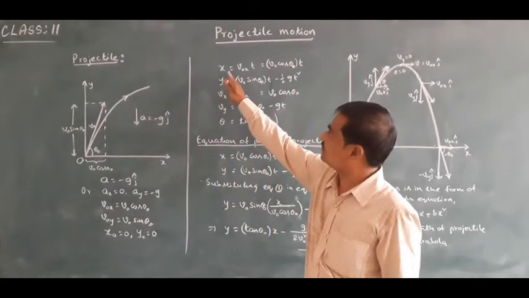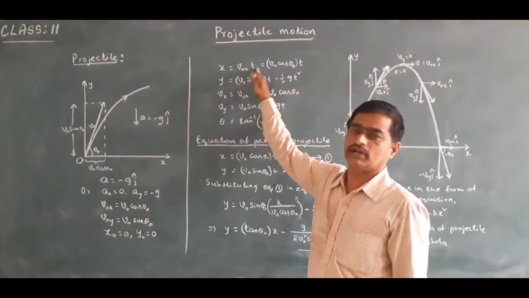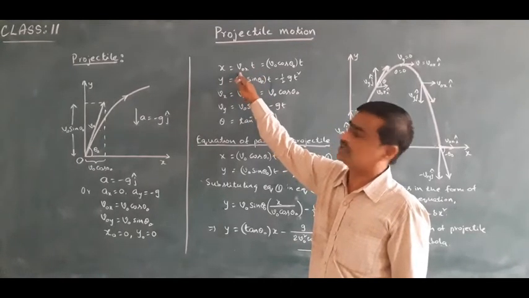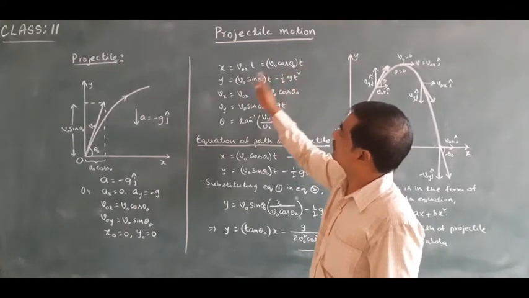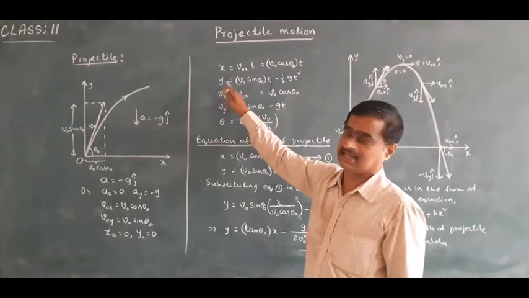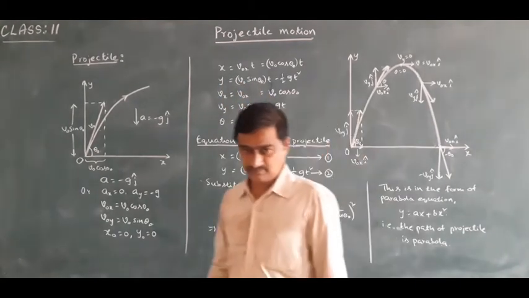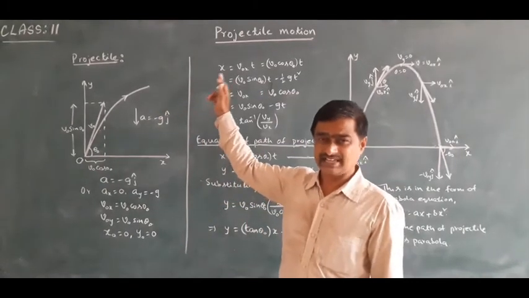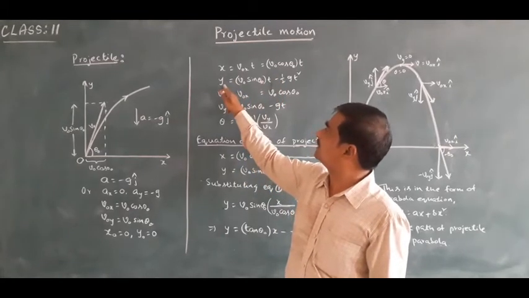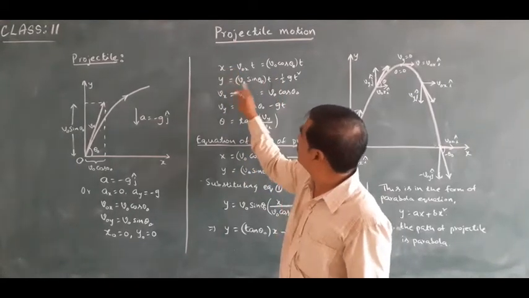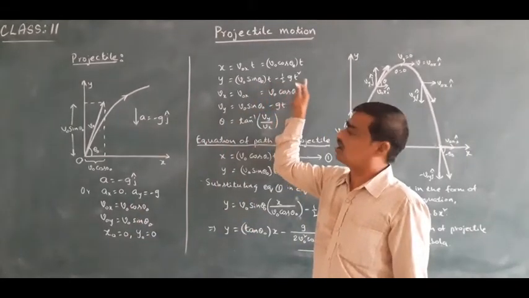Then we can write distance is equal to velocity into time. Horizontal distance is equal to horizontal velocity into time, that is, v naught cos theta naught into t. Then the vertical displacement: s is equal to v naught t minus half g t square. Here we take only the vertical component, so y is v naught sin theta naught into t minus half g t square.